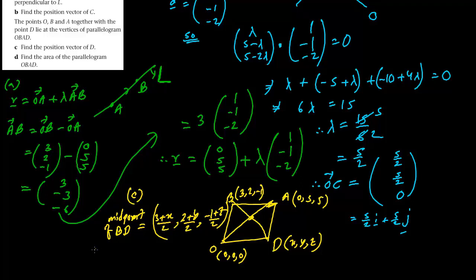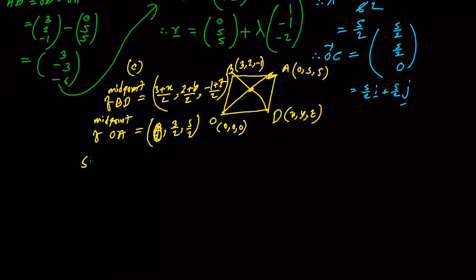Now, the midpoint of OA. Since we're finding the coordinates, we don't have to give the vector sign. So, 0 plus 0 by 2 is 0. 3 plus 0 by 2 is basically 3 by 2, and 5 by 2. So 0, 3 by 2 and 5 by 2. And they're going to be equal because they are the same midpoint.